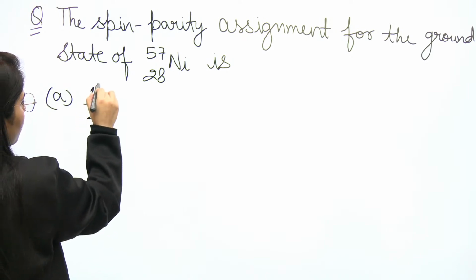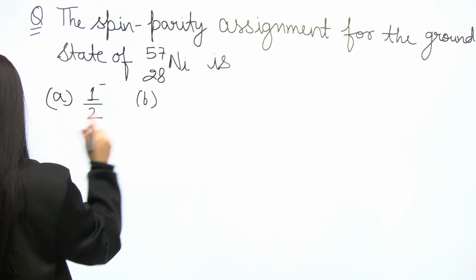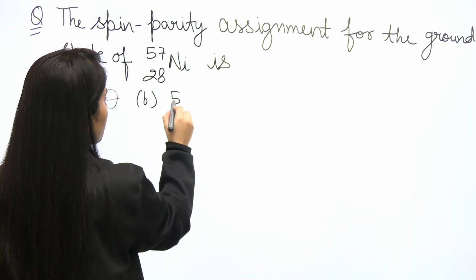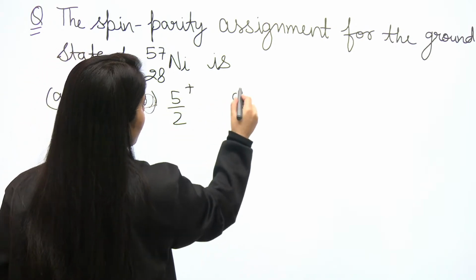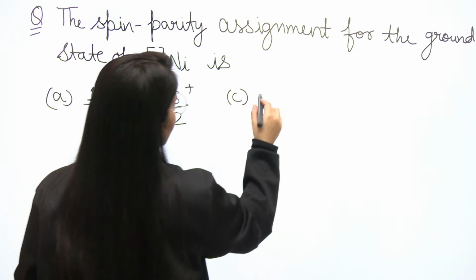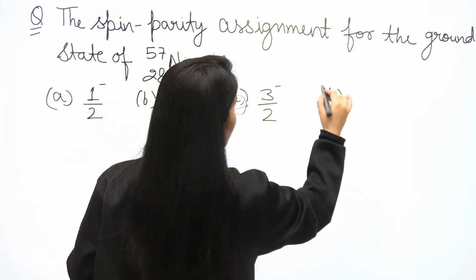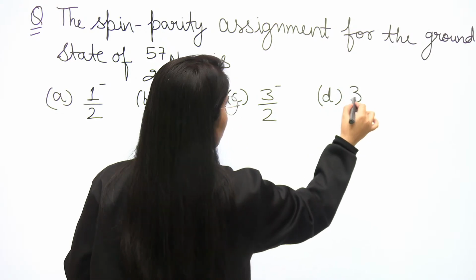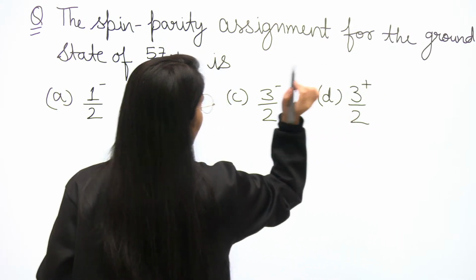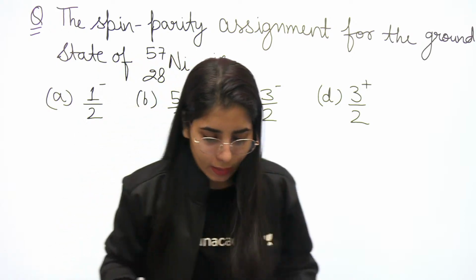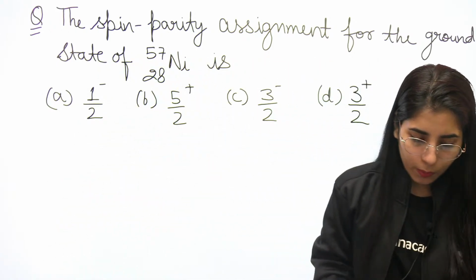The options are 1/2 negative, 5/2 positive, 3/2 negative, and 3/2 positive. Check it now and let me know once you are done which option is correct according to you.